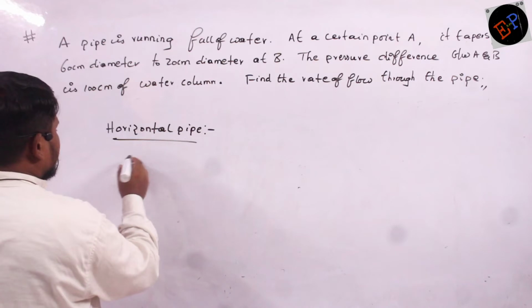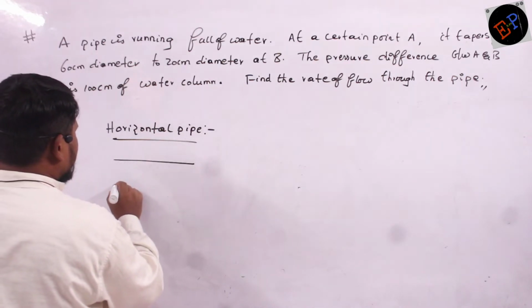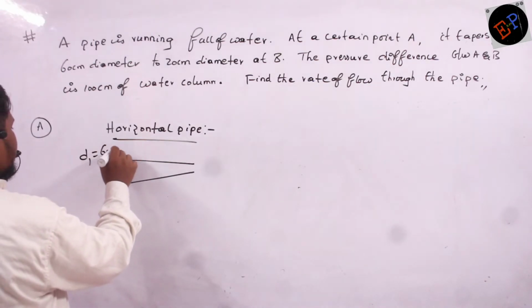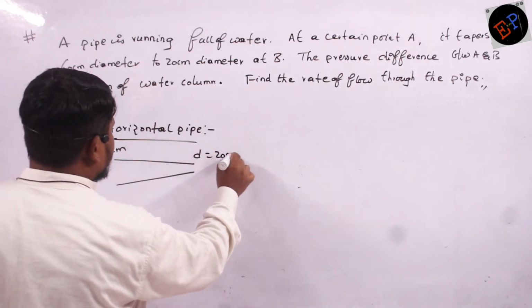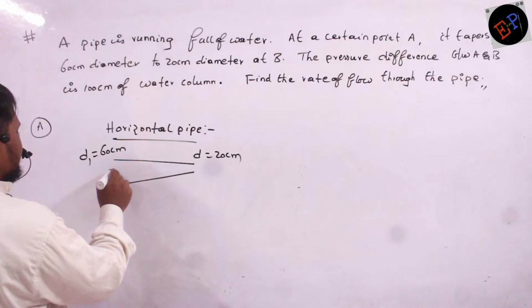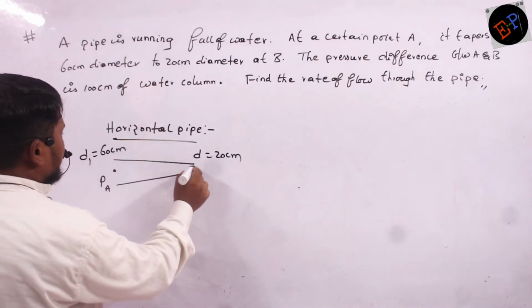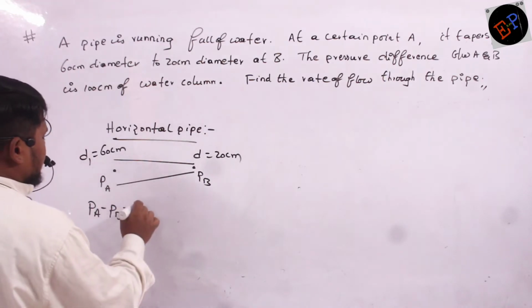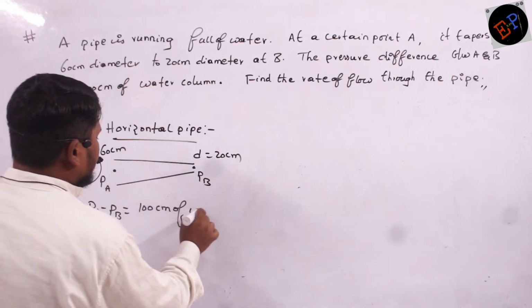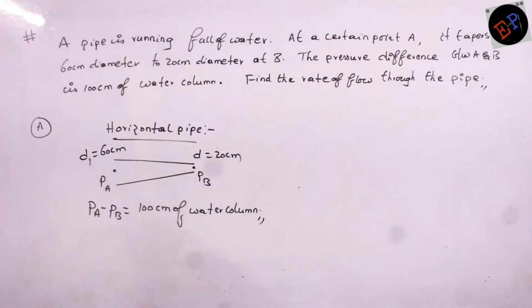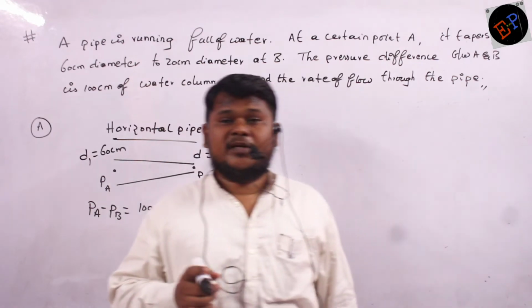Let us consider the shape of the pipe to be like this, for example. Here the diameter is 60 centimeter and here the diameter of the pipe is 20 centimeter. This is the first information he gave. And the pressure difference between A and B is 100 centimeters of water column. So if pressure at A is PA and at this point pressure is PB, then PA minus PB is 100 centimeters of water column. Now can you say what is meant by 100 centimeters of water column? How can I calculate pressure?